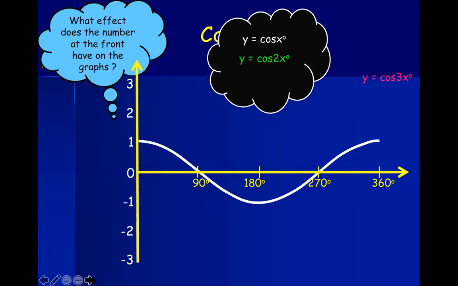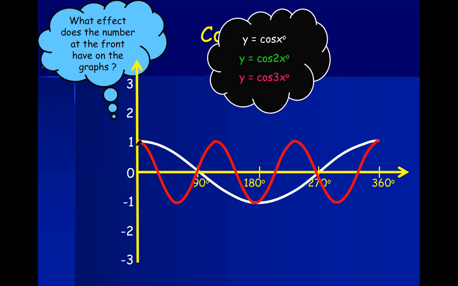Cos 3x, you would need to fit 3 of those within 360. 1, 2, 3. You may look at this and say, oh, that looks like a sine, but no, look at how it starts and you know this is cosine. You've got 1, 2, and the third one. It could be a bit confusing, but just look at how you start, or if you want, how you finish.